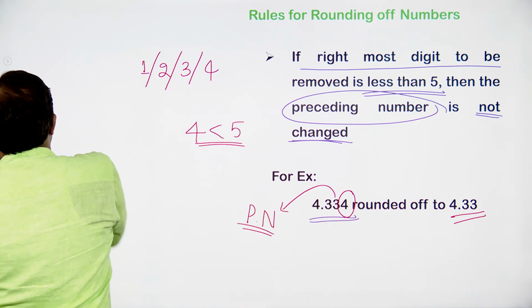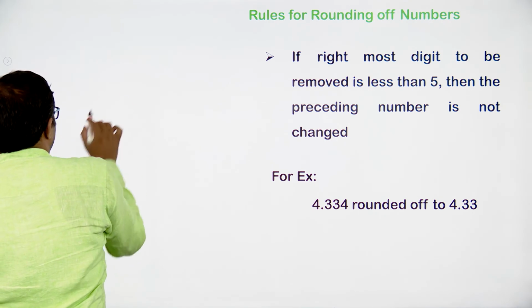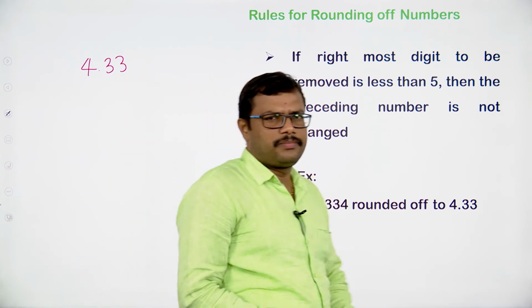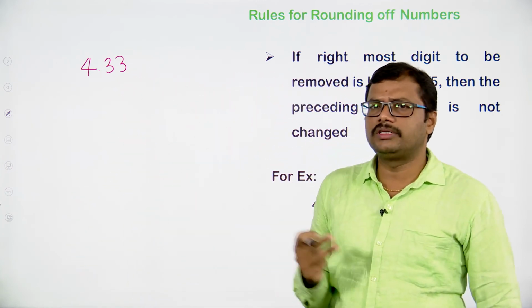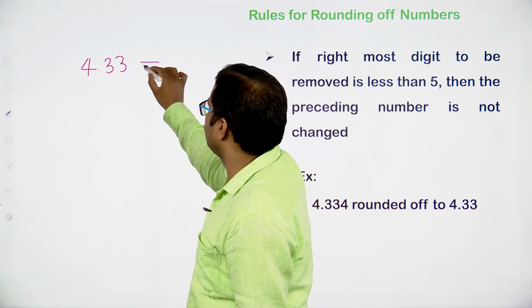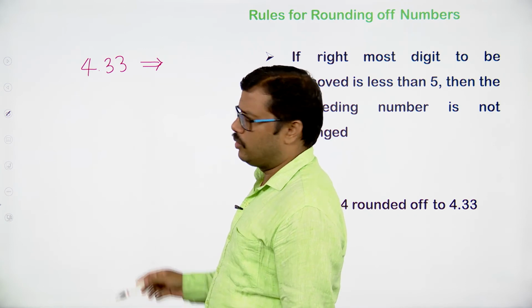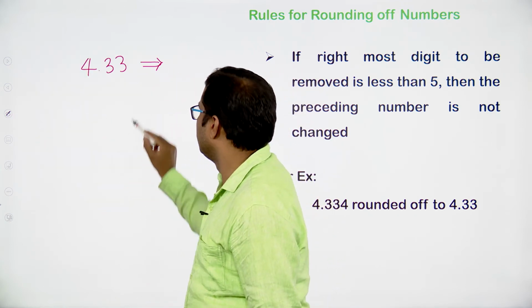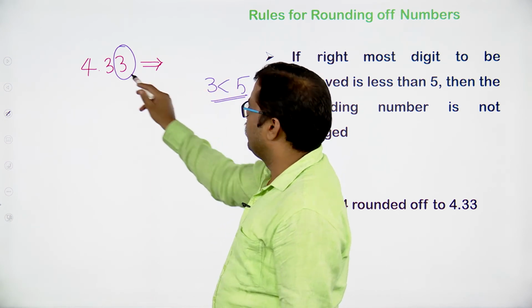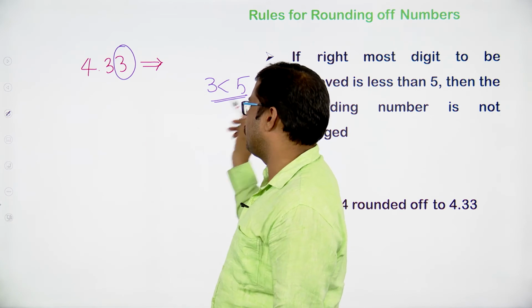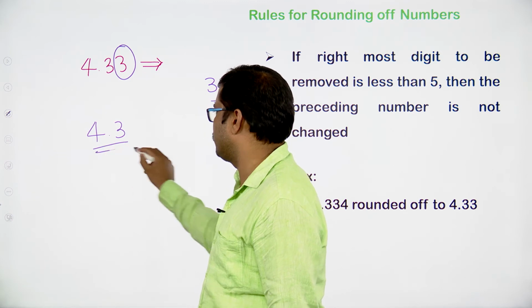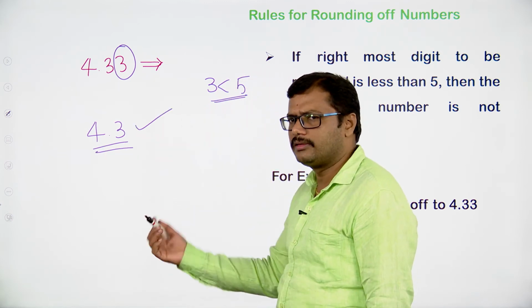Okay. Now let us see. I have 4.33, but I have to express the number with only 2 significant figures. In that case, what do I have to do? I have to remove the last digit. If I want to remove the last digit 3, we know that 3 is less than 5. So there is no need to change the preceding number. The preceding number remains as it is. So it becomes 4.3. Okay.